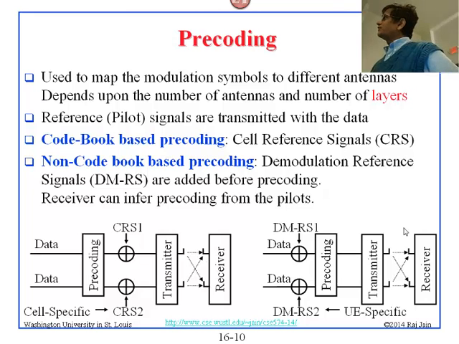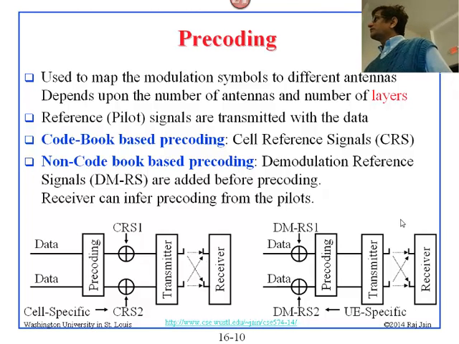In that case, we use cell reference signal. We use the pilots that are common throughout the cell. Cell reference signal. Reference means pilot signal. Cell-based pilot signal. Second one is non-codebook based pre-coding. So there is no table, and we use demodulation reference signals, and this is basically very specific to the user. So basically pilots are used which are very specific, and they are added before pre-coding.